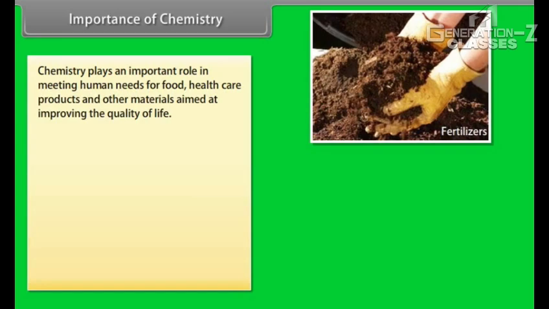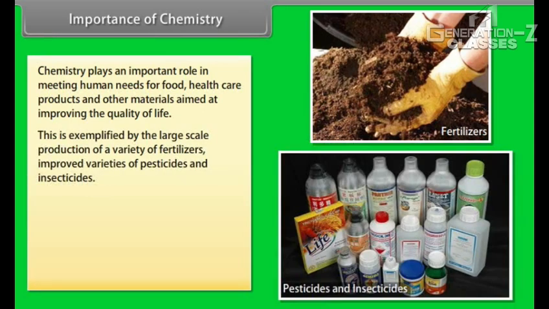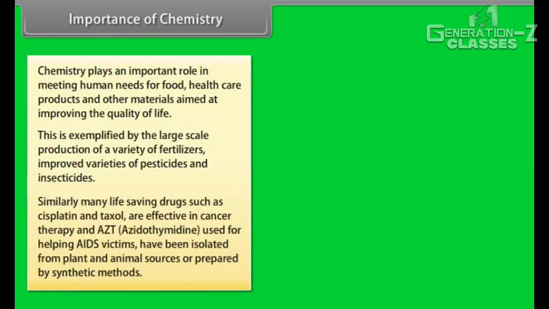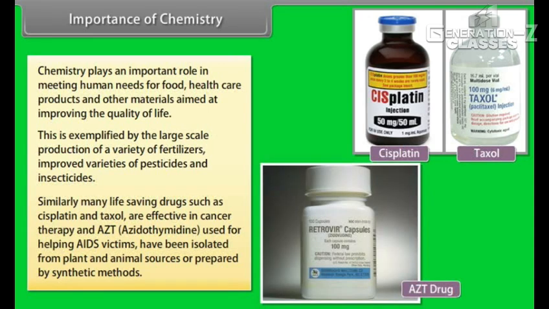Importance of chemistry. Chemistry plays an important role in meeting human needs for food, healthcare products, and other materials aimed at improving the quality of life. This is exemplified by the large-scale production of a variety of fertilizers, and improved varieties of pesticides and insecticides. Similarly, many life-saving drugs such as cisplatin and Taxol are effective in cancer therapy, and AZT, zidovudine, used for helping AIDS victims, have been isolated from plant and animal sources or prepared by synthetic methods.